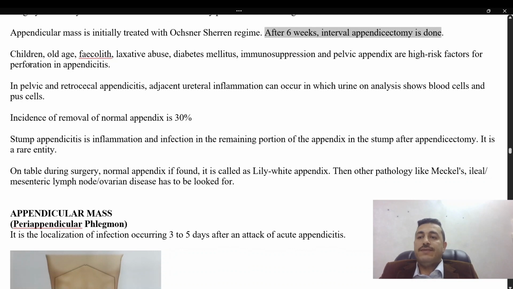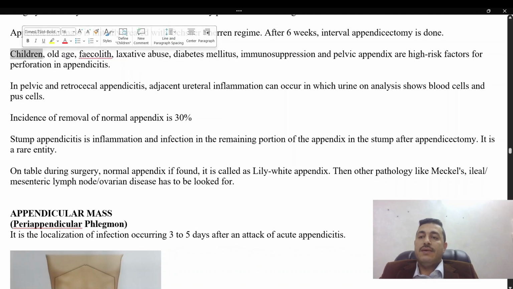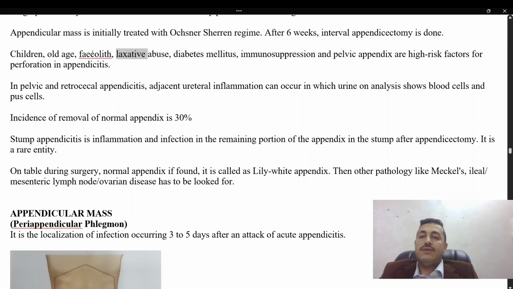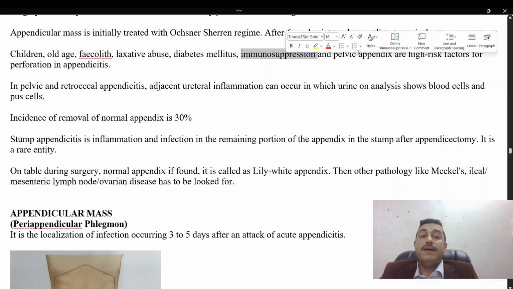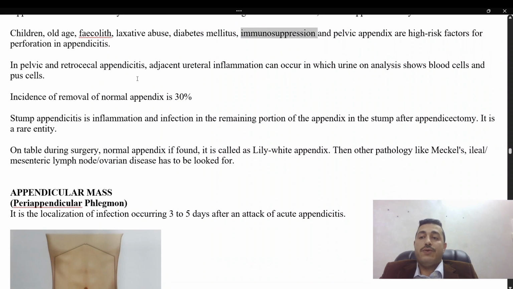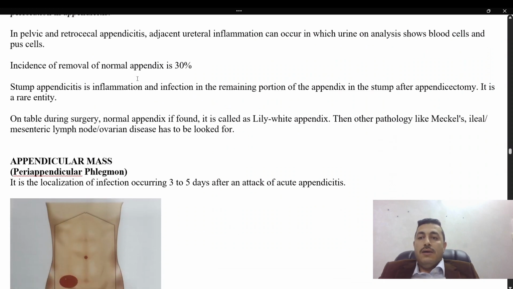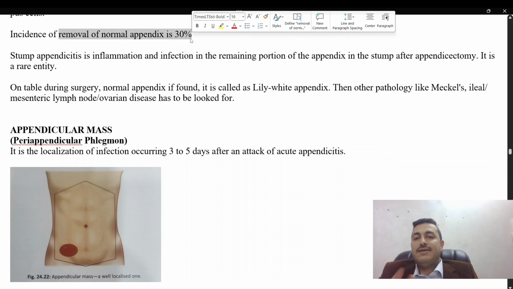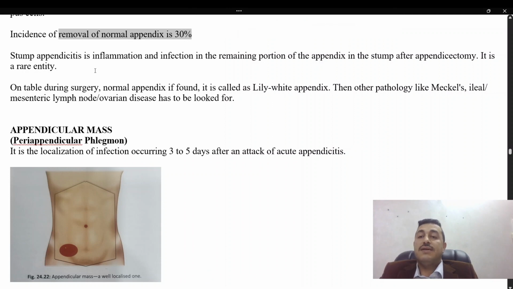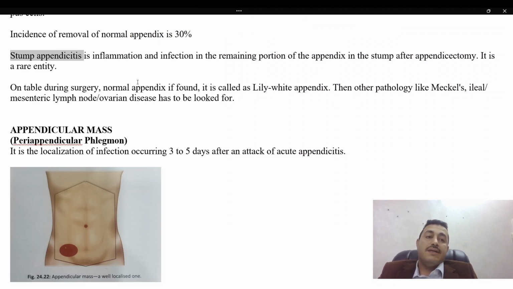Risk factors for perforation: children, old age, laxative abuse, fecolith, diabetic patients, immunosuppressive patients, pelvic appendix. These have a risk for perforation. Okay. We said incidence of removal of normal appendix, you can see, 20, now 30, depends on the institute. Stump appendicitis, we talked about it, is more common in laparoscopic surgery. It's when the stump gets infected. It's actually very rare.